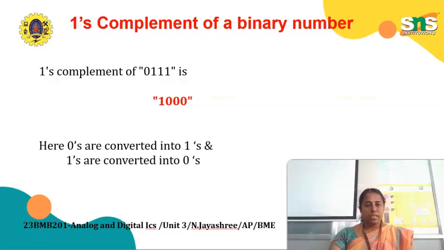Let us see an example of ones complement. Let us take a 4 digit number, 0111. If you take the ones complement, zeros are converted into ones and ones are converted into zeros. So the first digit 0 is converted to 1, and 1 is converted to 0. Again 1 is converted to 0 for the third bit, and the fourth bit is also converted to 0. So finally we get the ones complement as 1000. So this is the ones complement of a binary number.